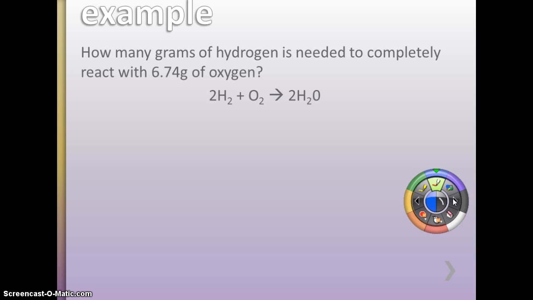How many grams of hydrogen is needed to completely react with 6.74 grams of oxygen? We have our balanced equation. First thing I want you to do is identify what you have been given. You have 6.74 grams of oxygen. So we're only going to be using the oxygen. Find what you're looking for. Looking for grams of hydrogen. So you're going to be dealing with the hydrogen. It means we're not going to use water anywhere in our process.